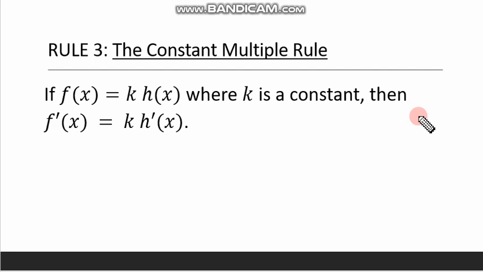Another very useful rule, the constant multiple rule. If f of x is equal to k times h of x, where k is a constant, then the f prime of x, or the derivative of that function, is equal to k times the derivative of h of x, or the h prime of x.